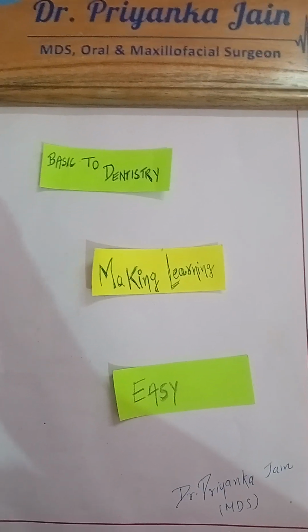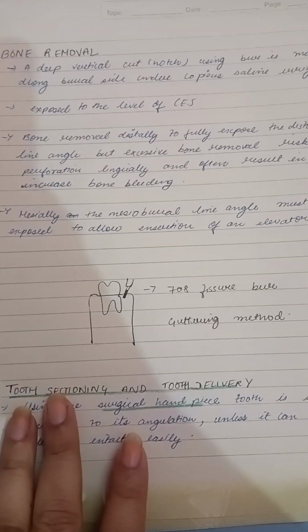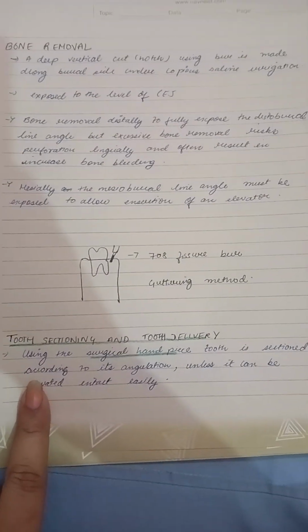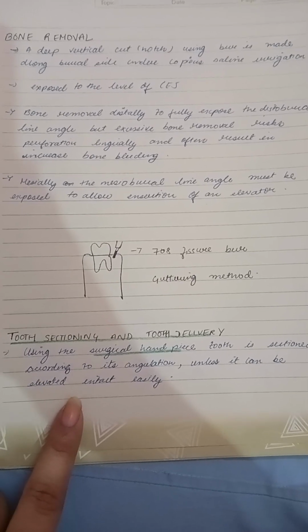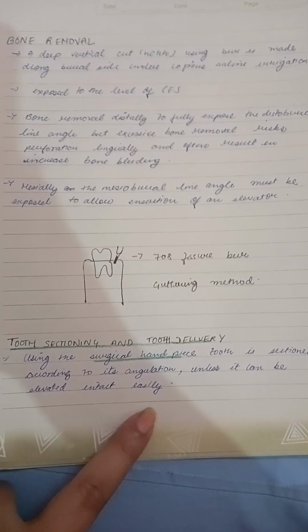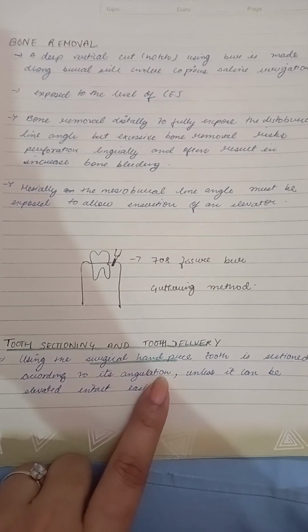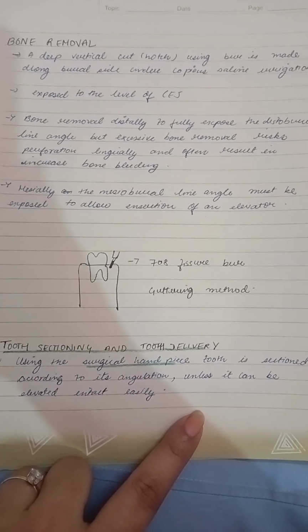Let's continue with impaction. Last class we dealt with bone removal, the guttering method. Now we will be dealing with tooth sectioning and tooth delivery. Using the surgical handpiece, the tooth is sectioned according to its angulation, unless it can be elevated intact easily. Tooth sectioning is done using the surgical handpiece, and according to the angulation, it is sectioned.